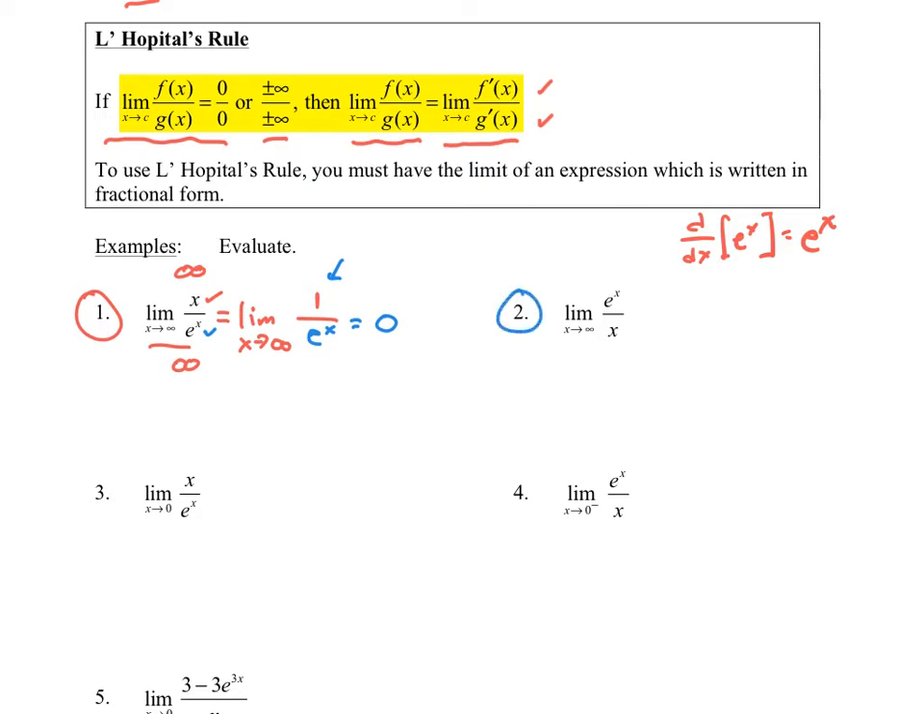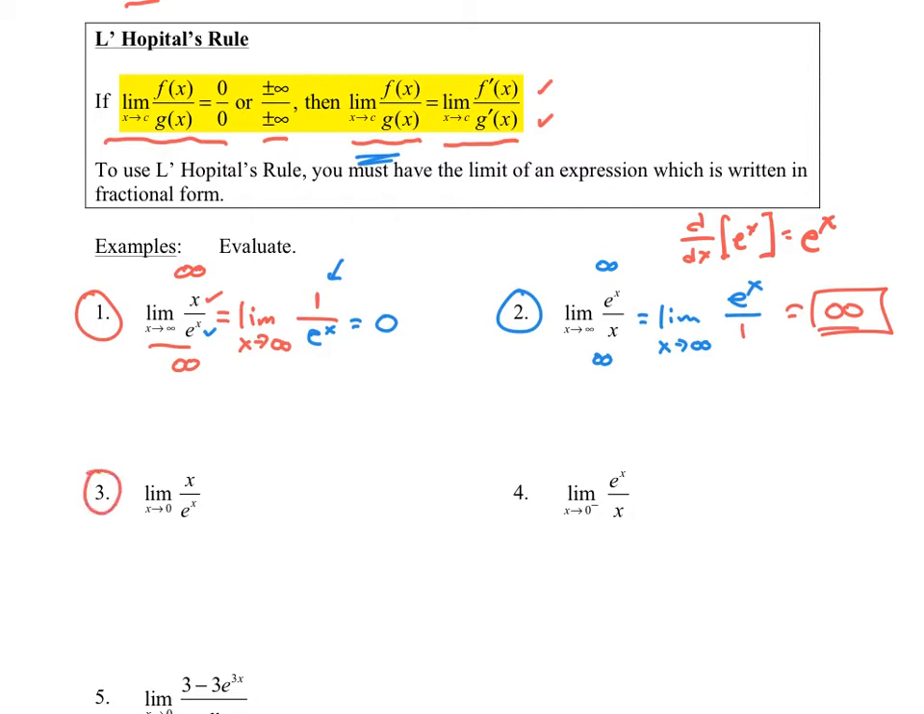How about number 2? Very similar situation, infinity over infinity. Remember it has to be this case in order to use L'Hopital's rule. So the limit as x goes to infinity: the derivative of the numerator is e to the x, and the derivative of the denominator would be 1. This goes off to infinity, so we really can't evaluate it per se, but it does go off to infinity.